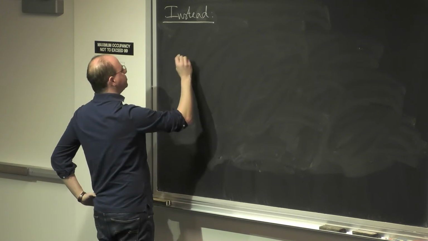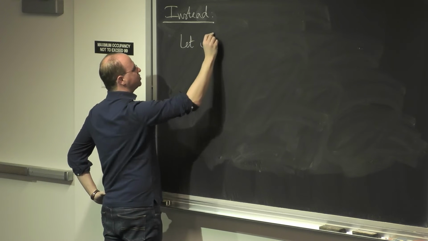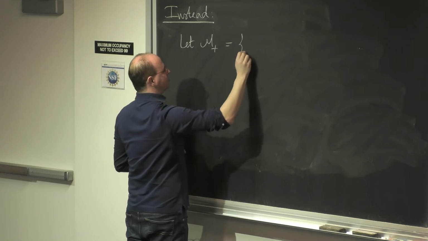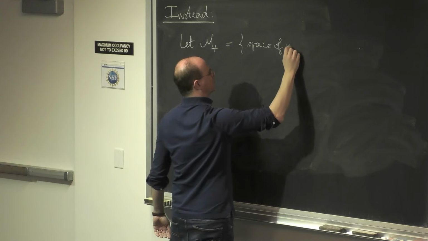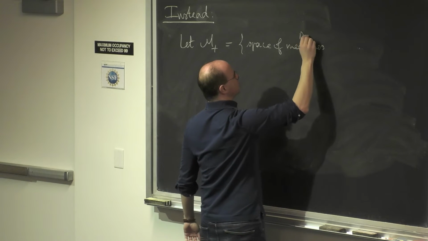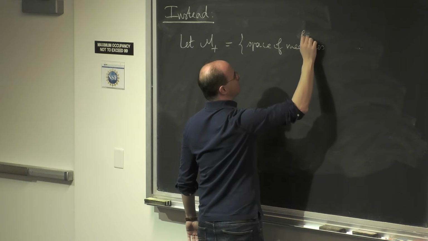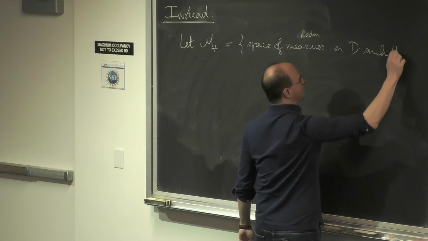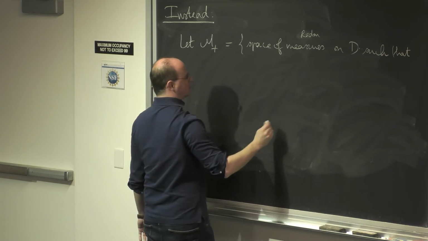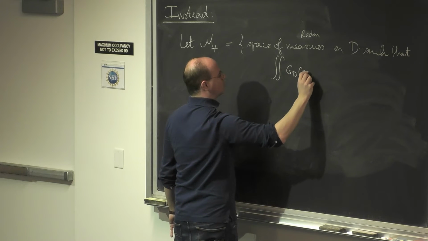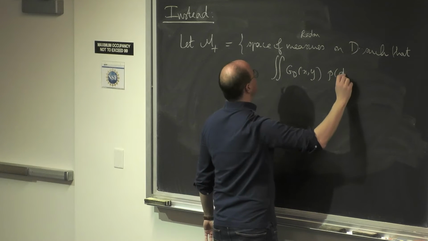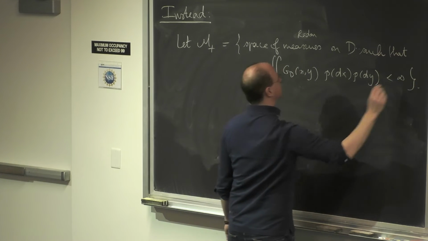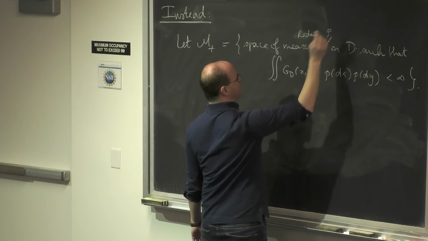Okay, so here's what we're going to do. I'm going to consider M plus. This will be the space of measures, Radon measures, so nice measures, on D, such that the double integral of the Green function, rho dx, rho dy, is finite. These measures I call them rho.